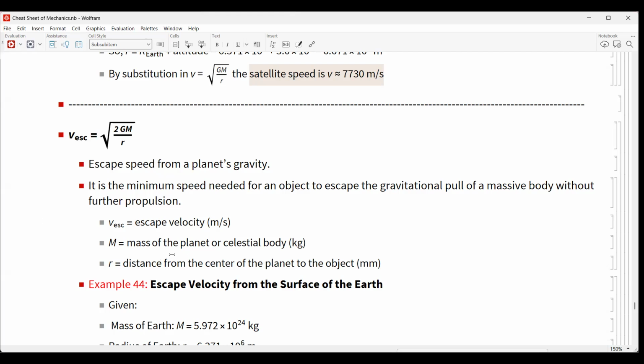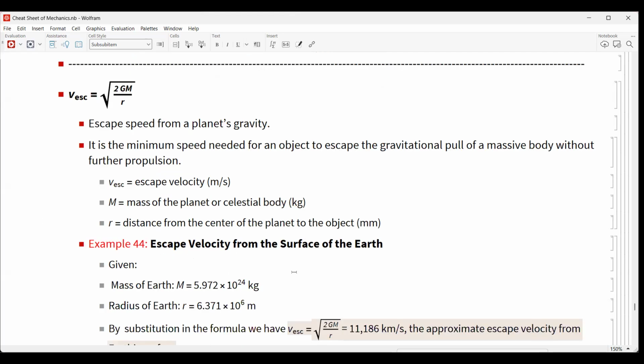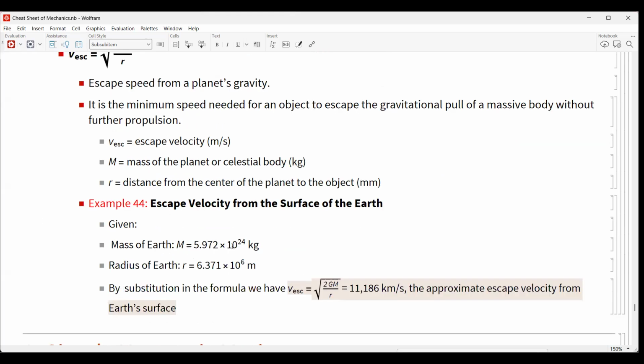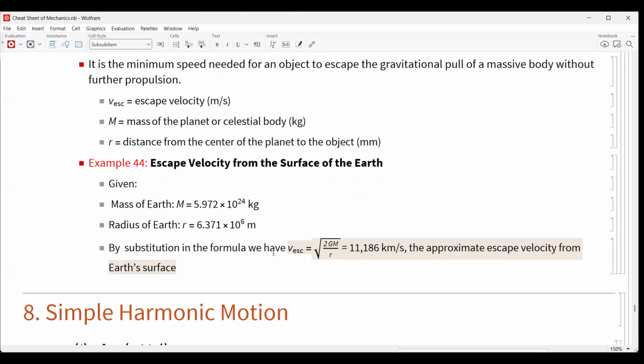We have M here, the mass of the planet or celestial body. R is the distance from the center of the planet to the object. So the escape velocity from the surface of the Earth. So the mass of the Earth is 5.972 times 10 to the 24 kilogram. The radius of Earth is 6.371 times 10 to the 6 meter. By substitution in the formula, we have the square root of 2GM over R. So that is 11,186 meters per second, the approximate escape velocity from the Earth's surface.